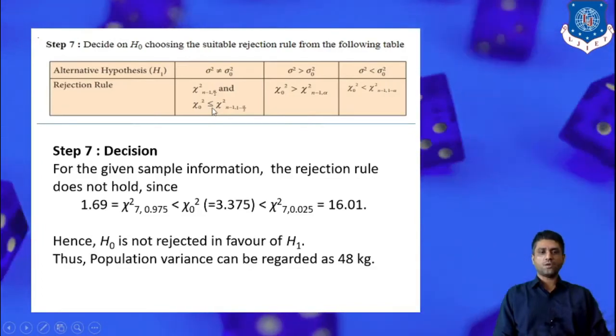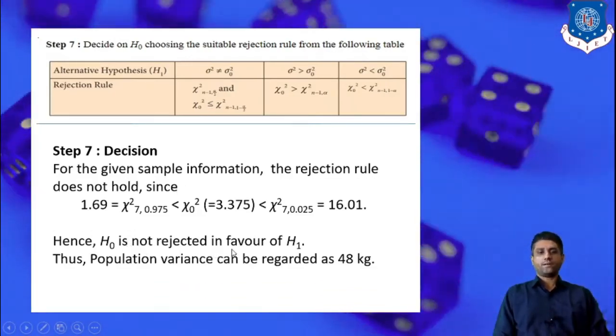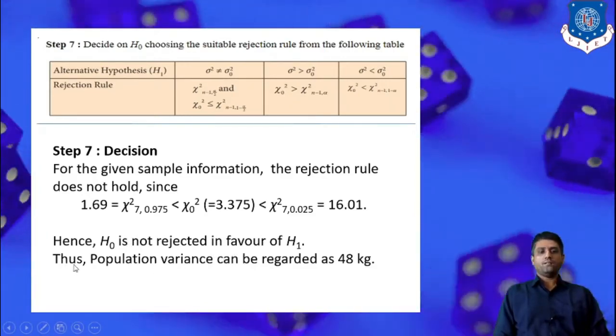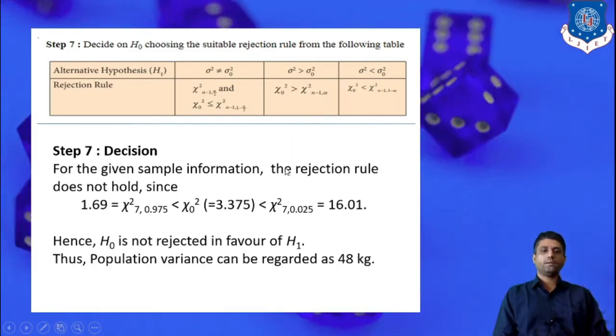So hence the null hypothesis H naught is not rejected. So finally we conclude that the population variance can be regarded as 48 kg.